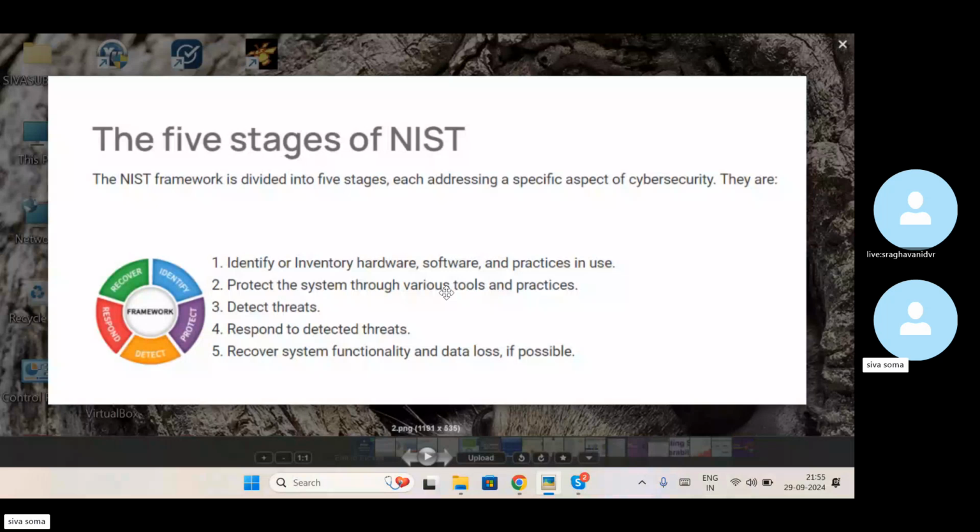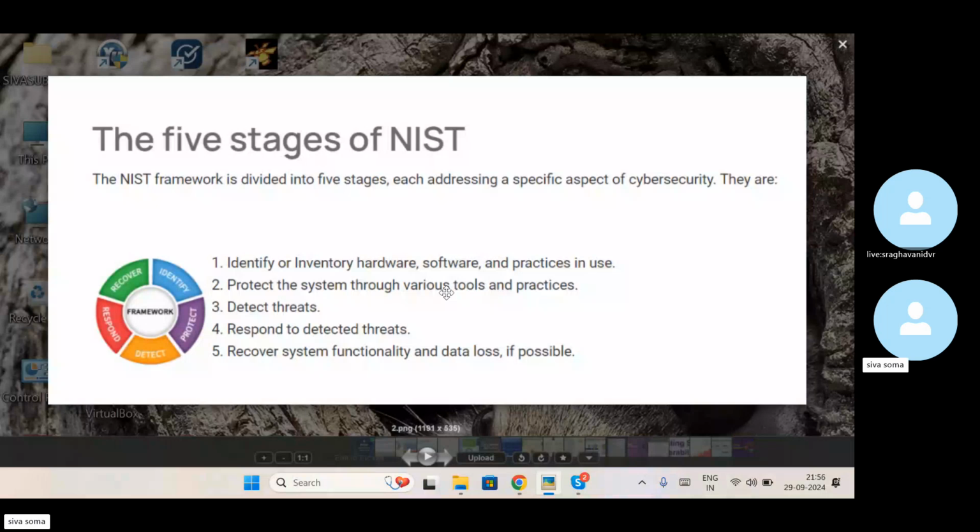Protect means how we protect the system using various tools and practices. Tools means what? For example, Nmap for vulnerability assessment. Because you are working in an organization, you know what type of tools you normally use. We are using different tools and different techniques for different purposes. So how, using all that, we protect the network systems and infrastructure, right?